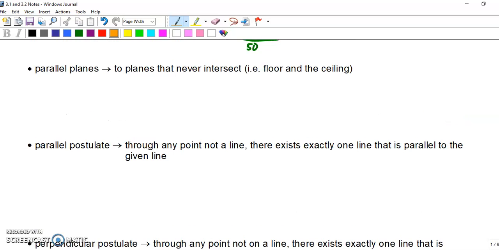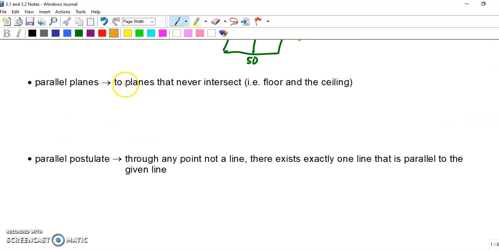Now, parallel planes are just two planes that never intersect, like the floor and the ceiling, like shelves on a bookshelf. Just anything where you've got two flat surfaces that would never intersect.